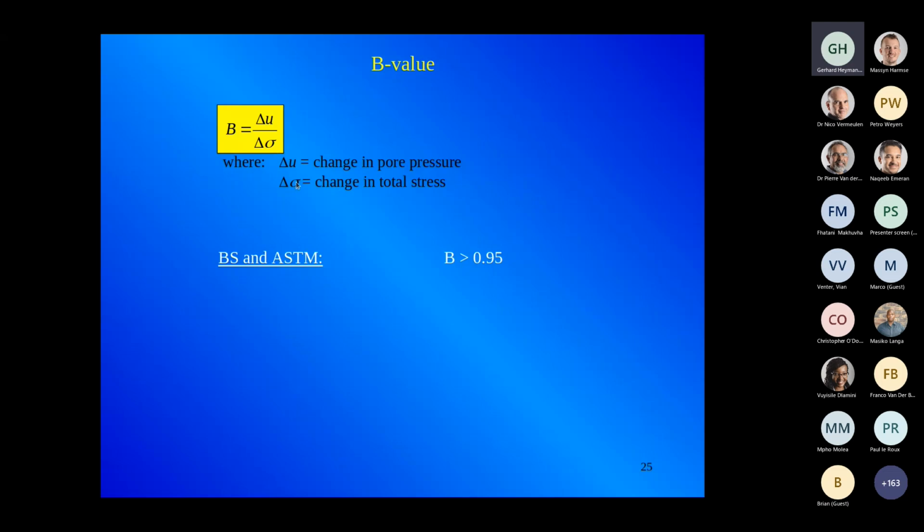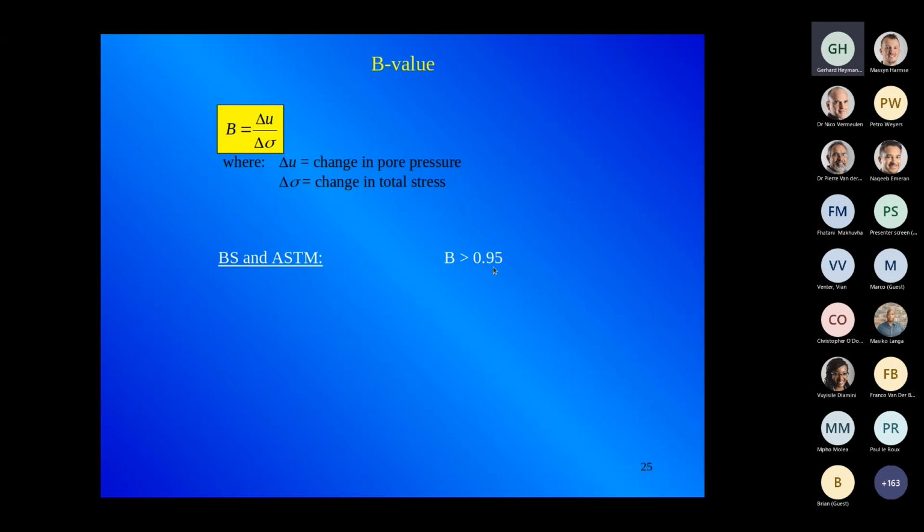Now, for a soil where the stiffness of the skeleton is low relative to the stiffness of the water, the B value should be pretty close to 1. And the rule of thumb we use is 0.95. Both the British Standard and ASTM call for a minimum of 0.95. This, ladies and gentlemen, is cast in stone.